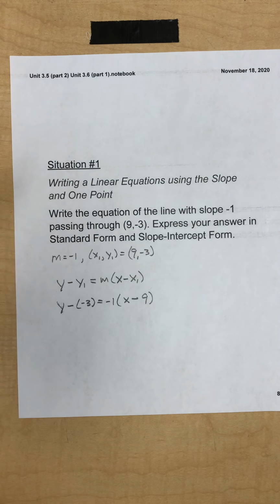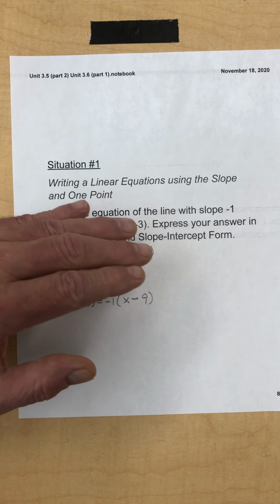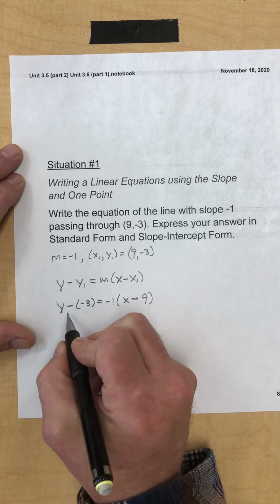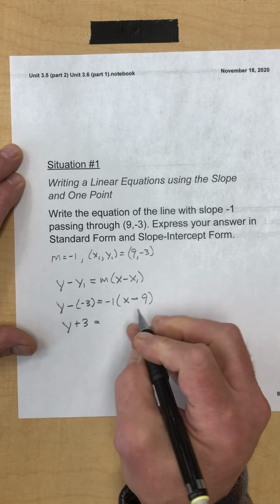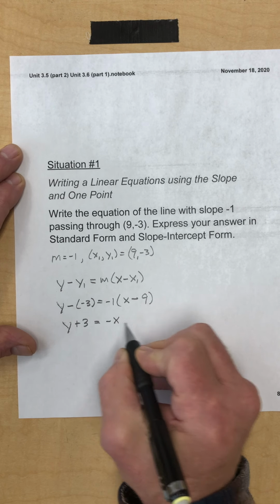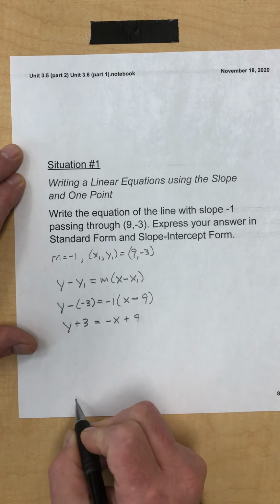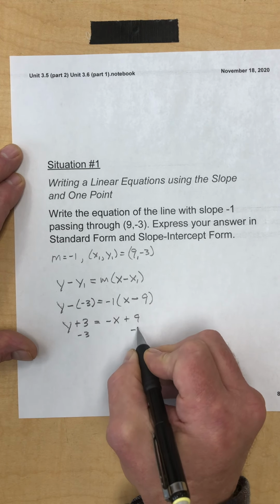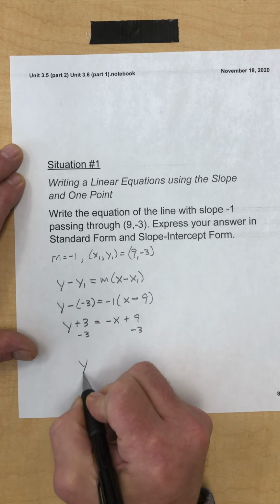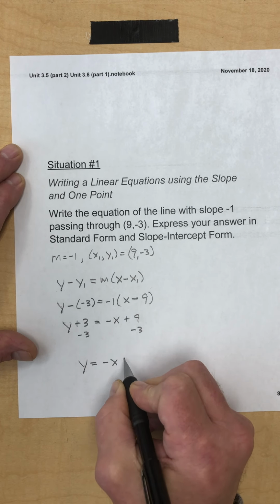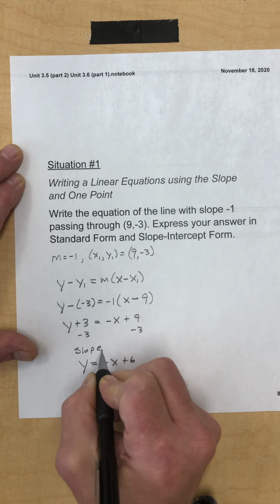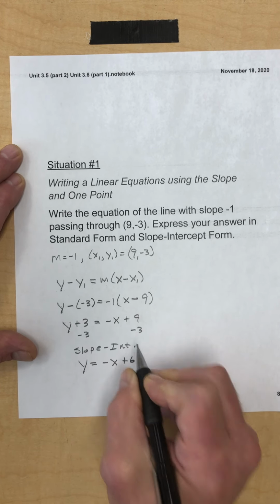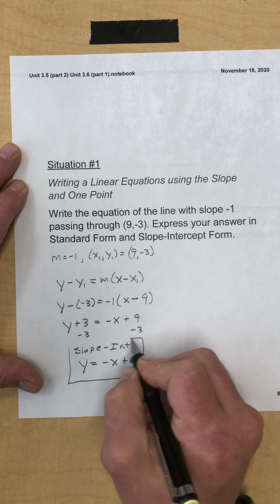Now, the nice thing about this is, notice I don't have any fractions here. So when I go from slope-intercept form to standard form, it's going to be a lot easier to do. So y minus a -3 becomes y plus 3. And then I distribute a -1, so I get the opposite of x, or negative x, plus 9. And then all I have to do is subtract 3 to get y by itself, and I get y equals -x plus 6. And there is my slope-intercept form. Notice again, it is y equals.